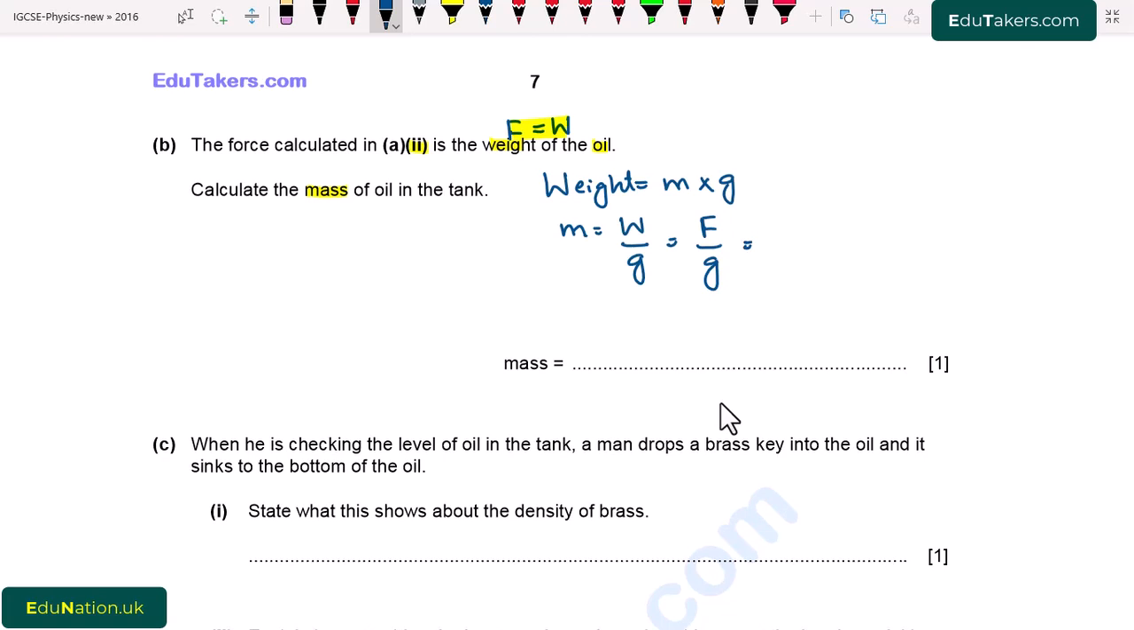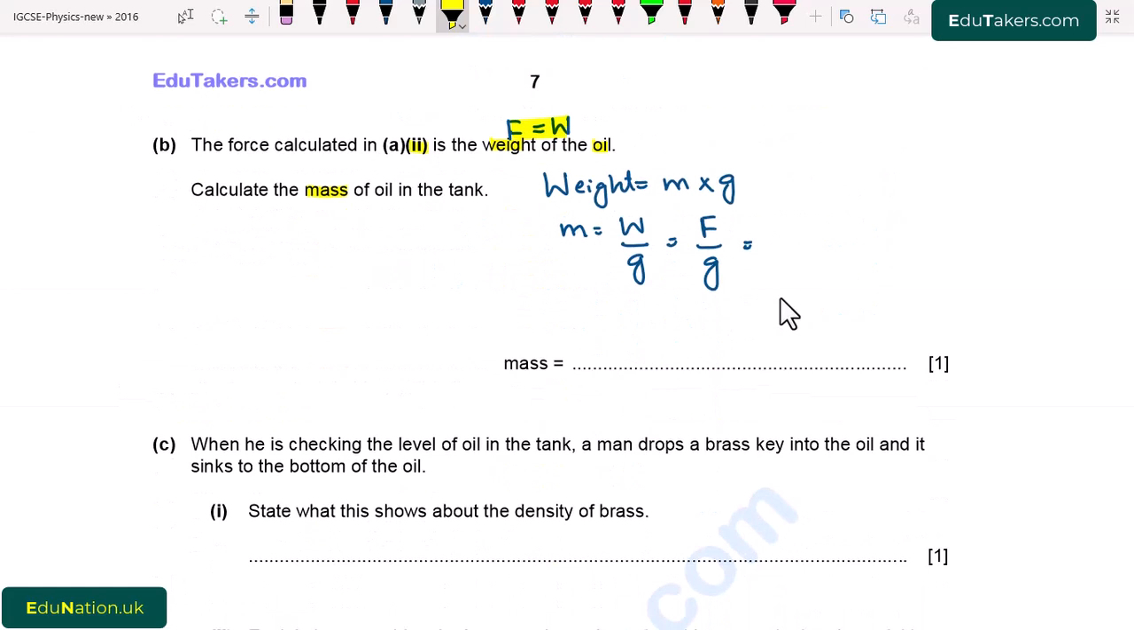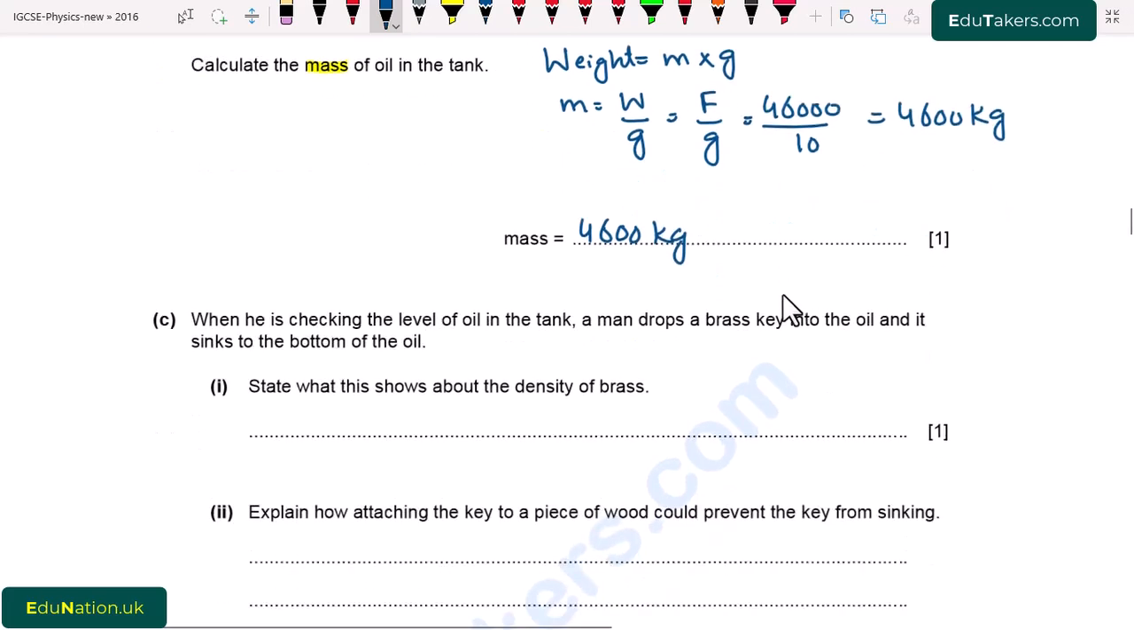We have considered the value of force from the previous part. Here it is given, that is 46 kilonewton. I use this value here. It is 46,000 divided by the value of g, which is 10 meter per second square. So mass comes to be 4600 kilogram. I write here mass is equal to 4600 kilogram. Next, part C.